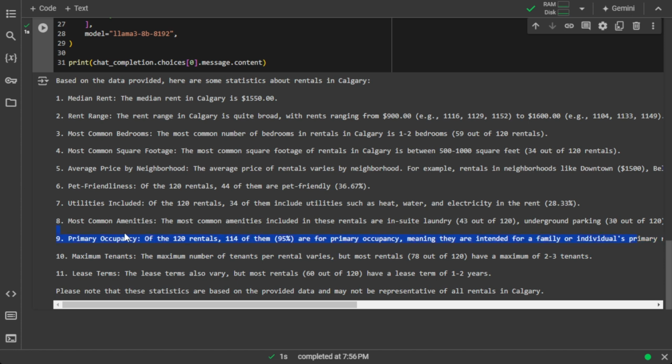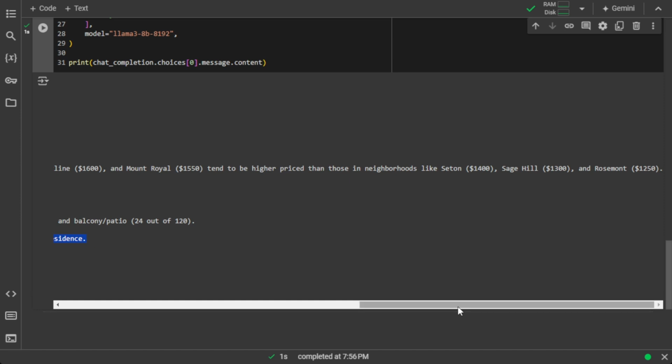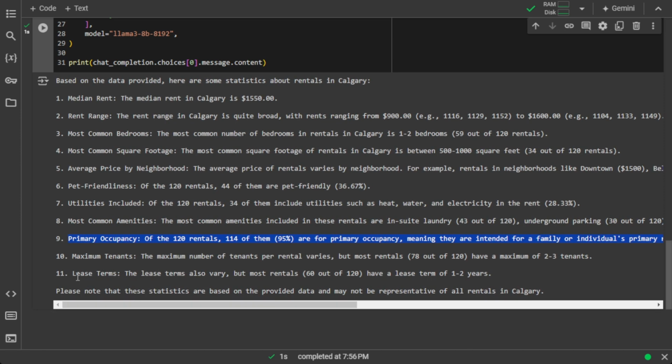I also don't know where it's getting this primary occupancy thing. We did see it hallucinate or extrapolate contextual knowledge about Airbnb before. We don't know if that's what's going on. Lease terms, 1 to 2 years. I don't think I included that data. I don't know how it would get this. Based on that, not represented.